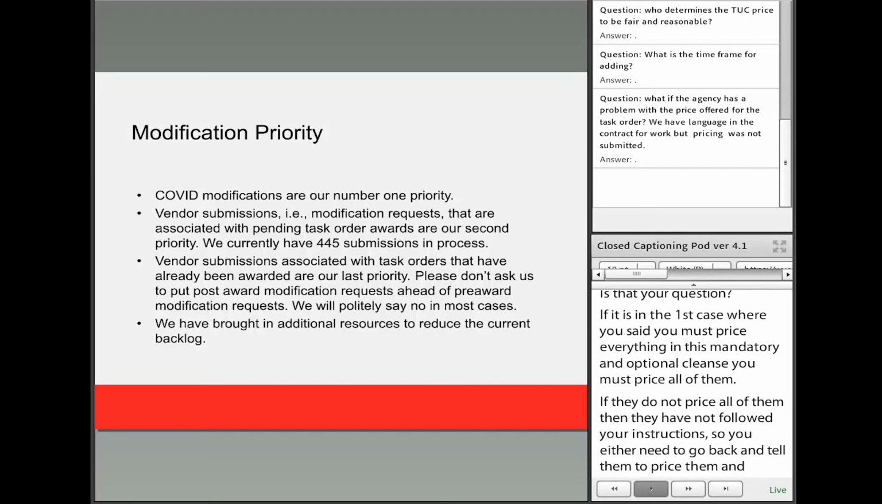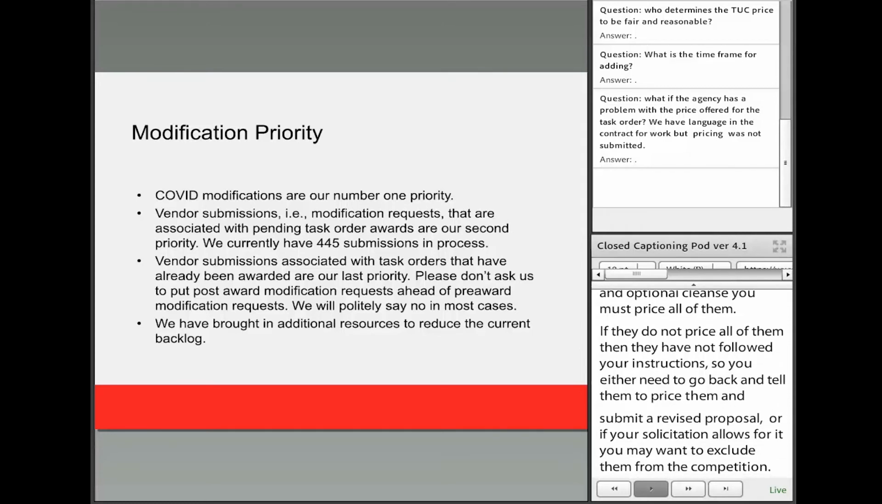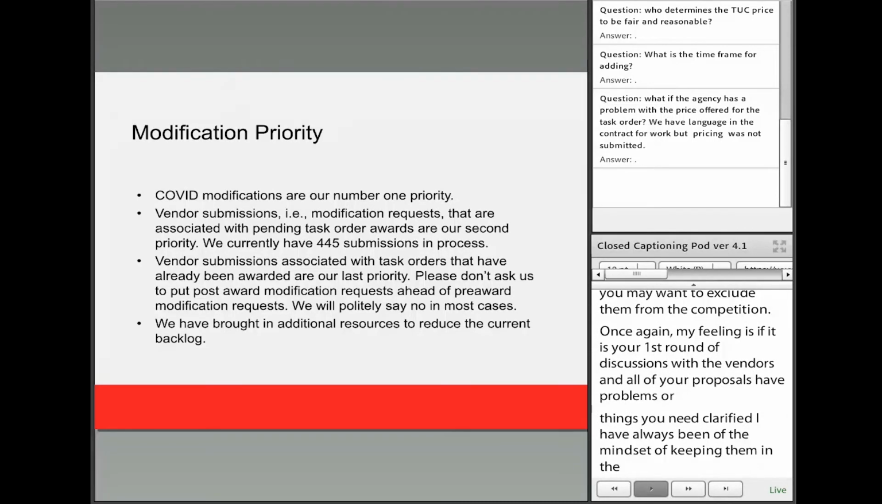Once again, my feeling is if it's your first round of discussions with the vendors and all of your proposals have problems or things you need clarified, then I have always been of the mindset of keeping them in the competition, because once again, you may get a better offer from them than you did by the people that were compliant on their first offer. But once again, that is completely an agency CO's decision. I hope that answers your question.